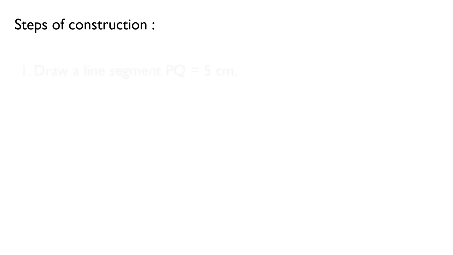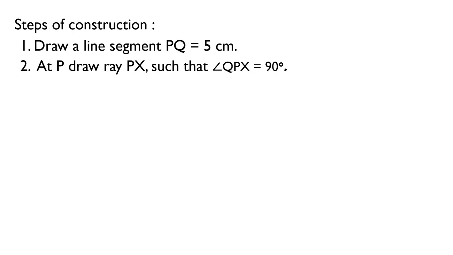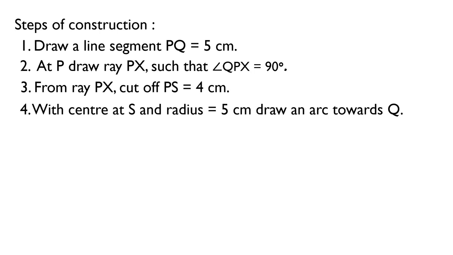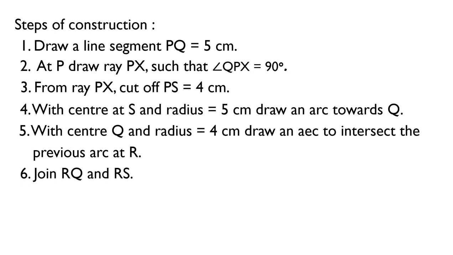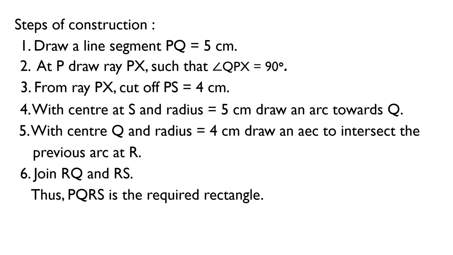Now steps of construction. Number 1, draw a line segment PQ equal to 5 centimeter. Number 2, at P, draw ray PX such that angle QPX equal to 90 degrees. Number 3, from ray PX cut off PS equal to 4 centimeter. Number 4, with center at S and radius equal to 5 centimeter, draw an arc towards Q. Number 5, with center Q and radius equal to 4 centimeter, draw an arc to intersect the previous arc at R. Number 6, join RQ and RS. Thus PQRS is the required rectangle.